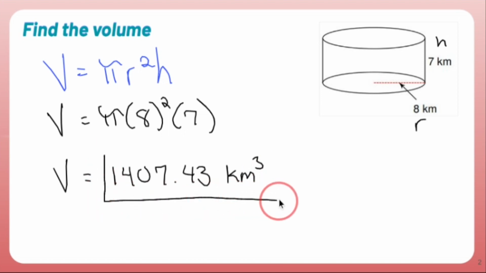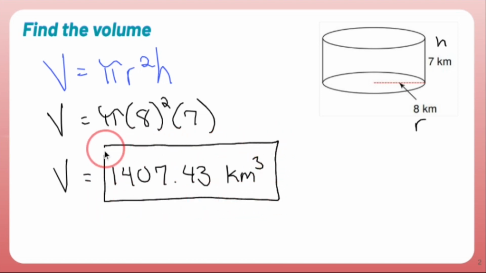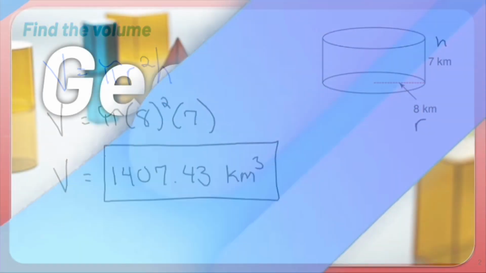Area is measured in square units. Regular old distance, regular old length and width are measured in kilometers, feet, whatever. But this is volume, and this is a 3D shape, so you are using three-dimensional units, kilometers cubed. But that's it right there. That's the volume of a cylinder. Nothing crazy, something I'm sure you've seen before.